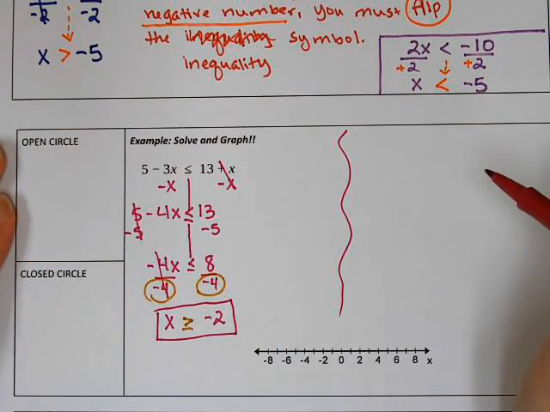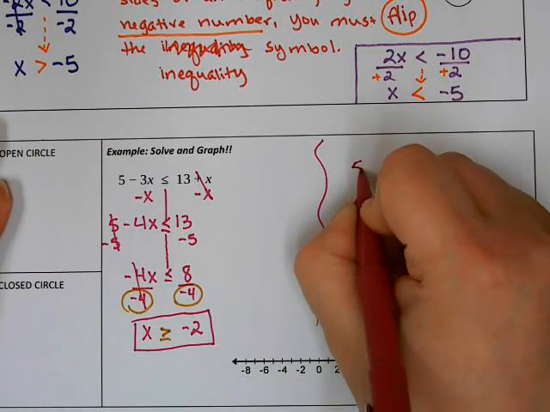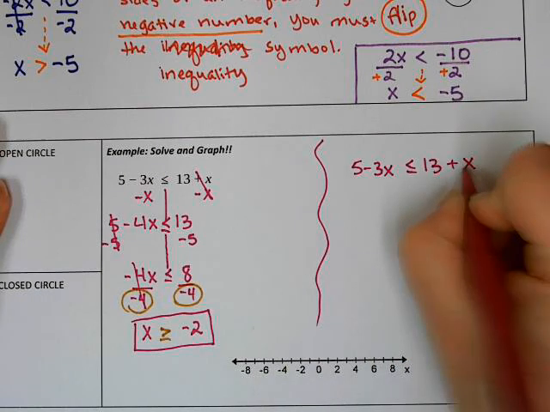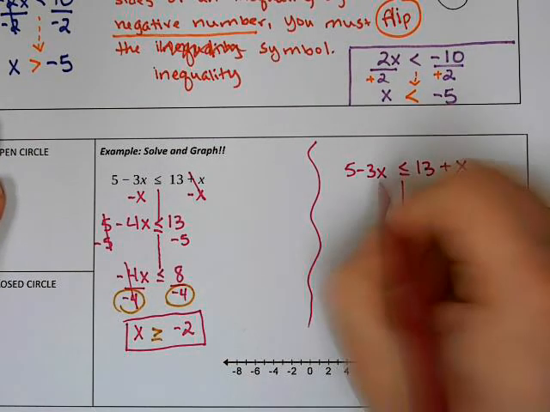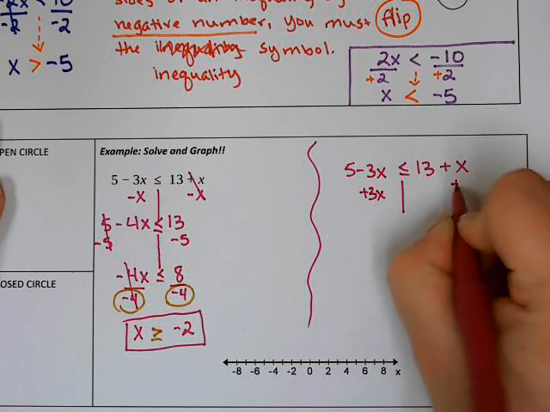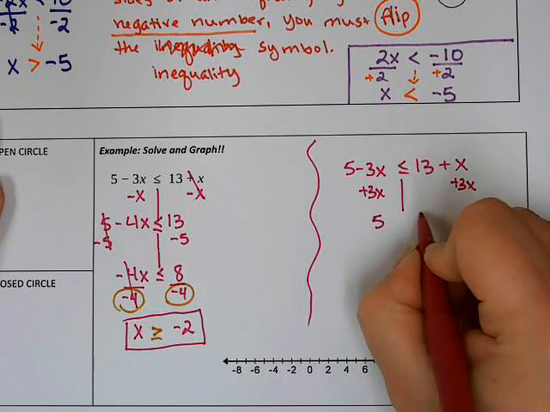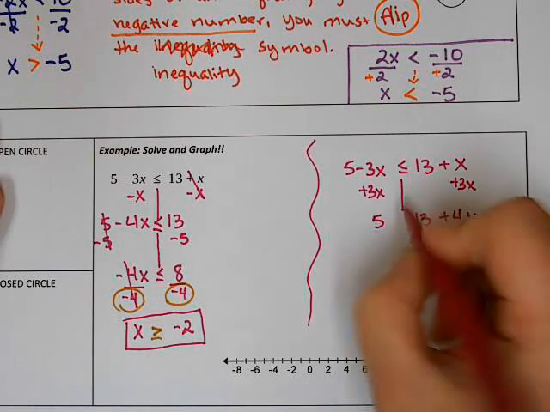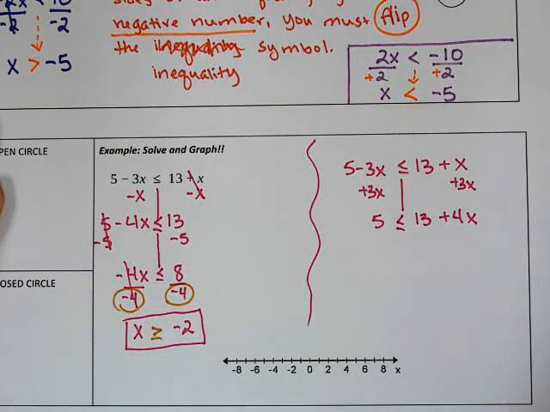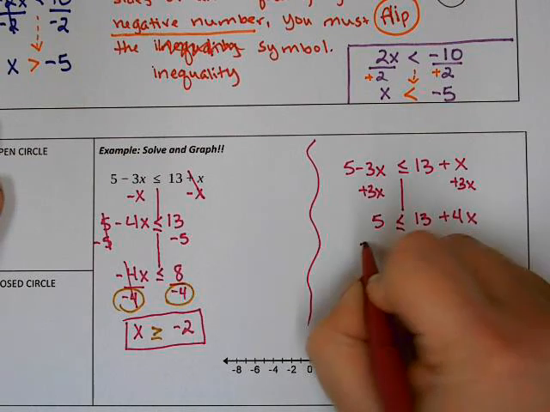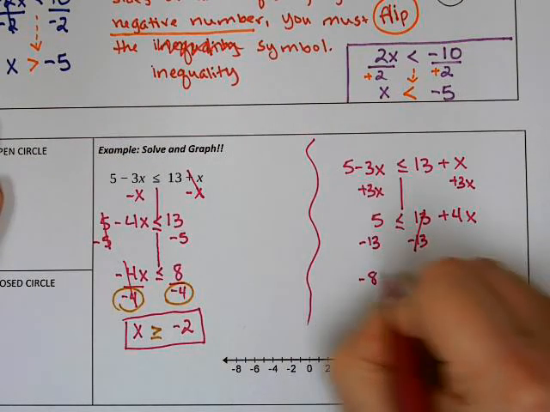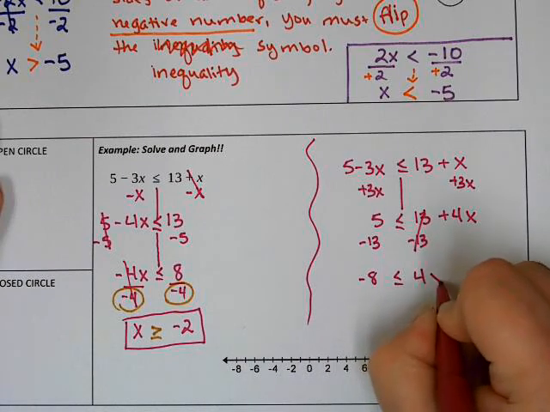Now we're going to see what would happen if I moved all of my variables to the right side instead. So 5 minus 3x is less than or equal to 13 plus x. If I'm going to move my variables to the right side, it means I'm going to add 3x to both sides. So I have 5, I have 13 plus 4x, and I didn't multiply or divide by a negative, so I'm going to leave my inequality symbol alone. Now I'm going to move my numbers to the left side, so I'm going to subtract 13. 5 minus 13 is negative 8, so that's less than or equal to 4x.